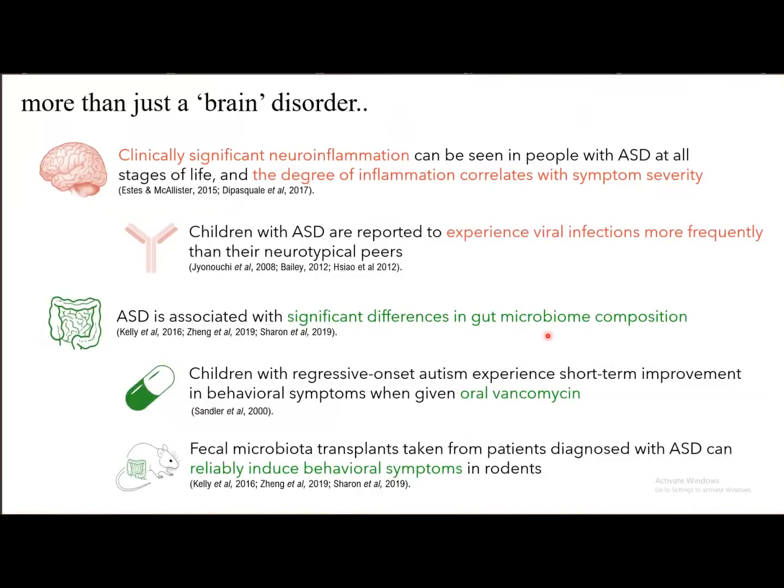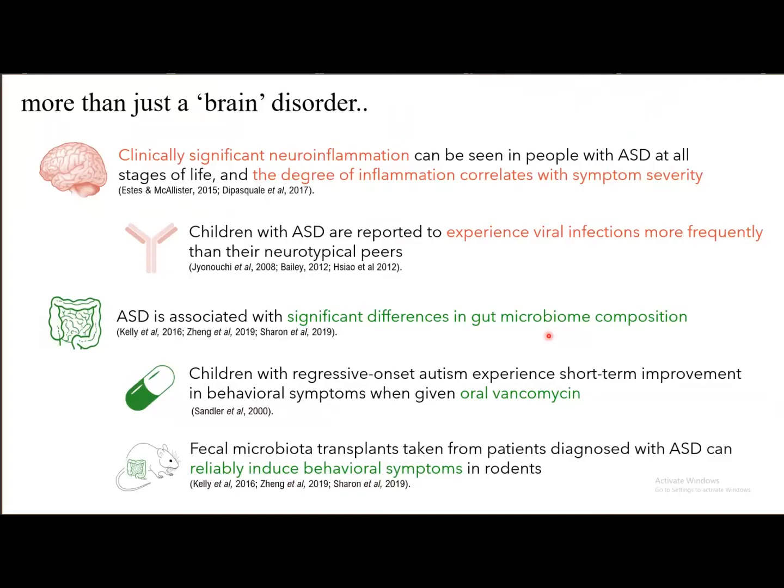So the current literature around autism considers it as more than just a brain disorder. We tend to see immune system changes going on. For one, we'll see neuroinflammation in people with autism, and the degree of that inflammation can be correlated with symptom severity. We also see changes in the functioning of the immune system, such that children with ASD tend to experience more viral infections than children without. So there seem to be functional parameters changing there.